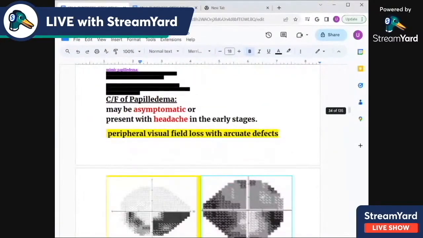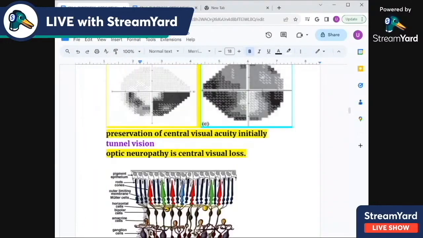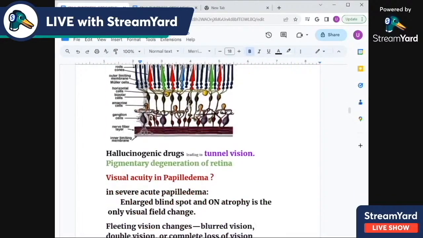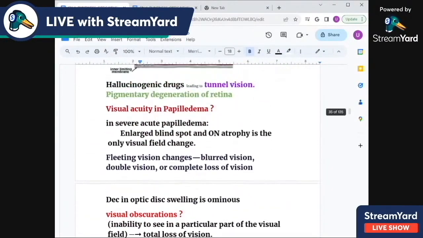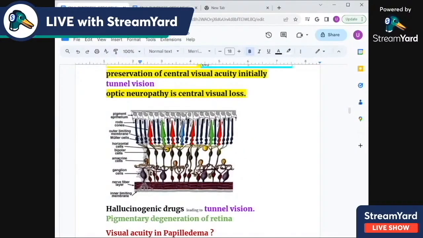Okay, we want clinical features. Tunnel vision, the dim vision, disturbed vision, decreased color vision, all these features in a papilledema. But remember, in acute papilledema, there is central loss of vision? Central loss of vision is a feature of optic neuritis, whereas papilledema normally causes tunnel vision.